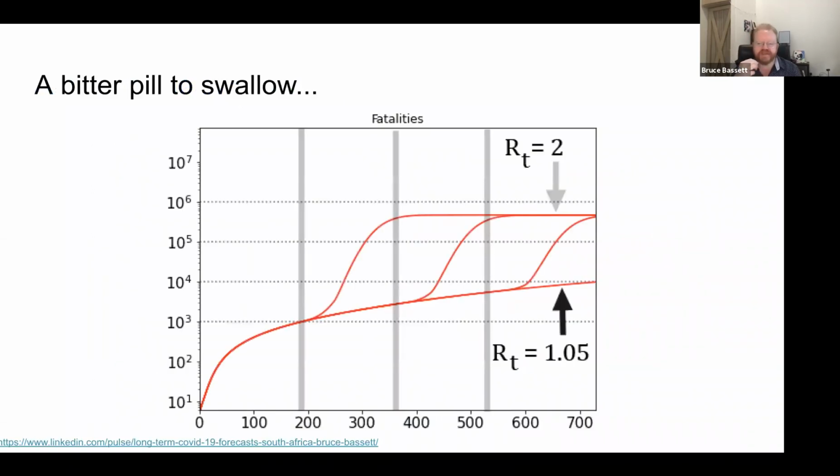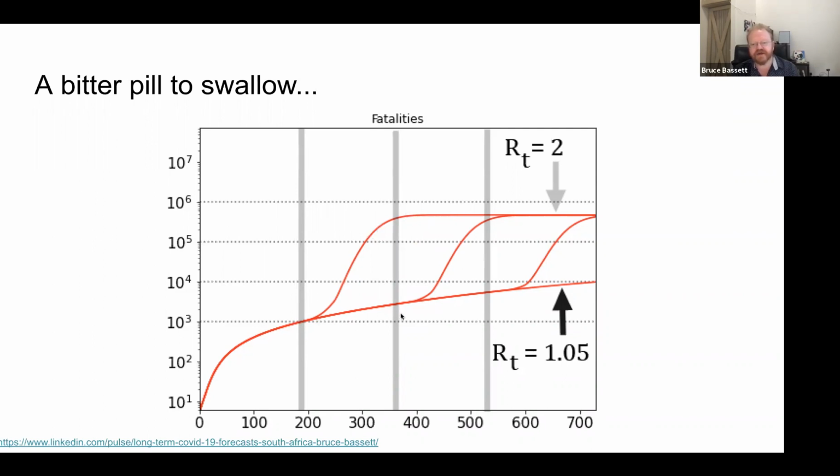One of the hard things and the bitter pills to swallow is that a country can be very disciplined, keep RT very low, and then relax after, for example, 2 years, and for that to make no difference to the final fatality rate. So over here, I've plotted simulations for 3 different scenarios where RT is initially 1.05, and then eventually transitions to an RT of 2. And you can see that in the first scenario, that transition occurs after 190 days, and you end up with roughly 500,000 deaths.